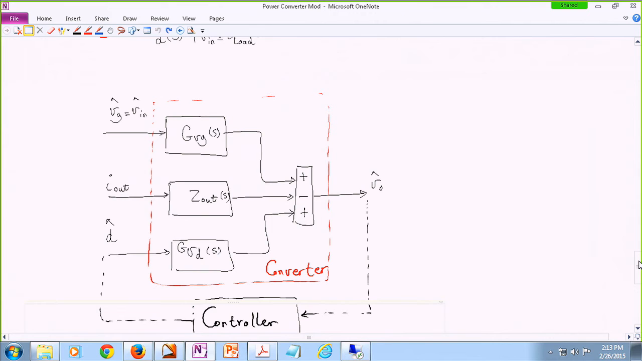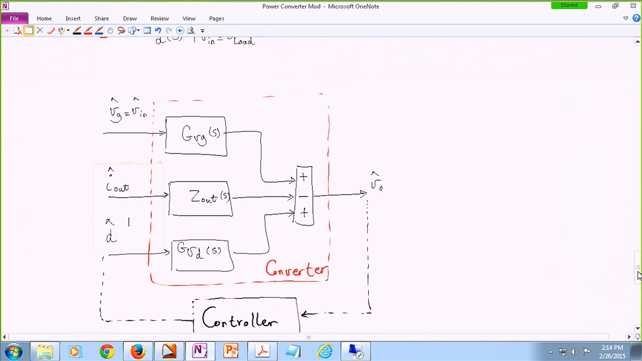We have 3 inputs. 2 of them are out of our hands. They are determined by the environment, like the variations in the input voltage, fluctuations in the output current, or the output resistance. Doesn't matter what you define as the source of variations. And then the duty cycle. The fortunate part is the duty cycle we can control. So that's our control input. The other ones are considered as disturbances.